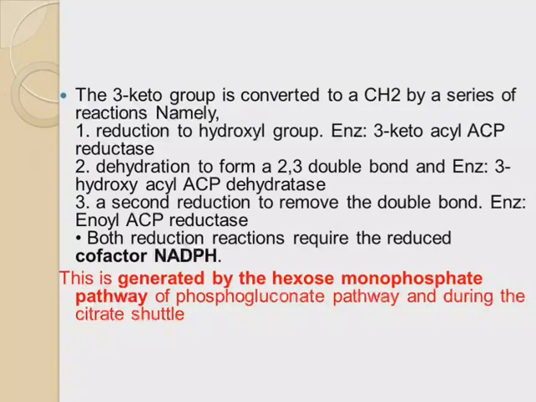Both reduction reactions require NADPH as a cofactor. إذن الكوفاكتور اللي موجود في reduction reaction is NADPH. The sources of this NADPH that is needed for the reduction reactions are the hexose monophosphate shunt and the citrate shuttle. إذن هذا هو source of NADPH.